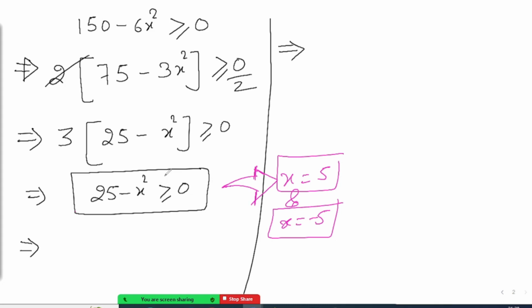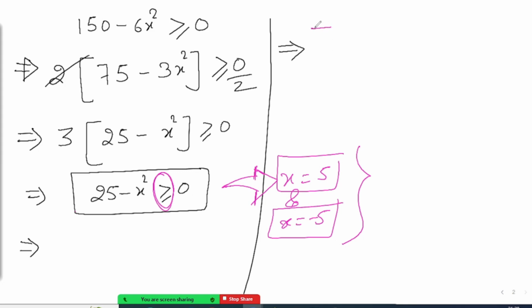See, this is not an equation. This is an inequality. An inequality can also have some finite solutions, but generally an inequality may have a range of solutions. But you are writing only some finite values which make it equal to 0. Put x equals 5, it will become equal to 0. Put x equals minus 5, it becomes equal to 0, not greater than 0. Are you getting my point?